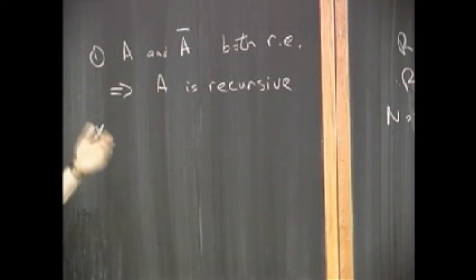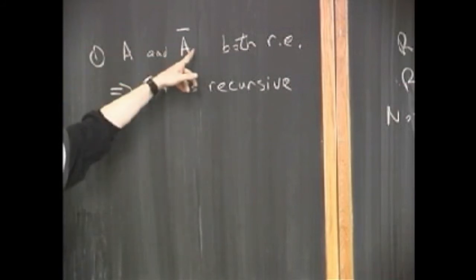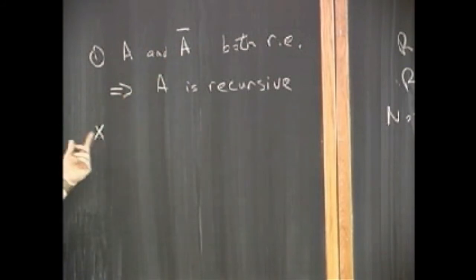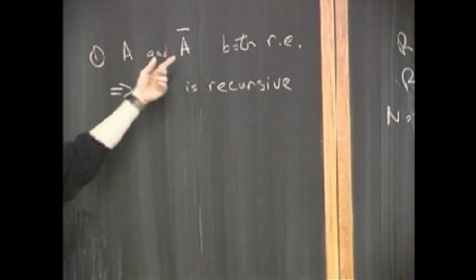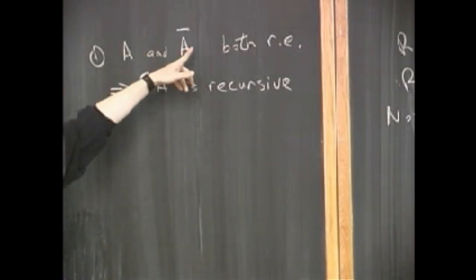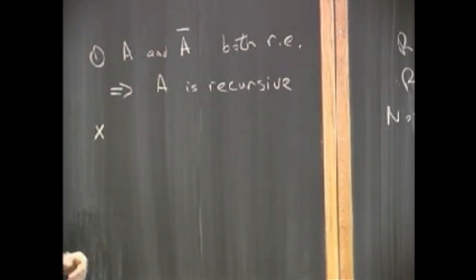Boom, boom, boom, boom. What happens then is sooner or later, one of these is going to say yes, because they're guaranteed to say yes if the answer is actually yes. And X is either in A or in A complement. So one of these machines is going to stop and say yes, and whichever one does, we stop and give the appropriate answer. If this one says yes, then we stop and say yes. And if this one says yes, we stop and say no, it's not in A.